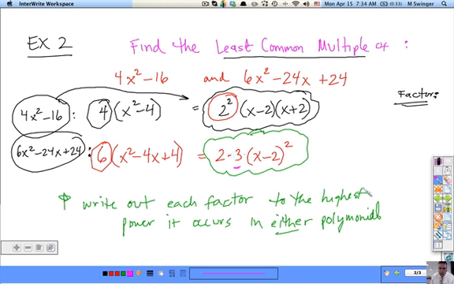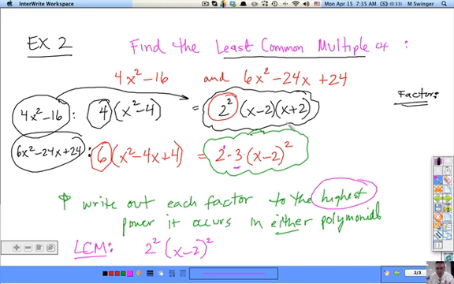What I'm going to do is take the highest power of all of those factors. So my LCM, my least common multiple, is this. 2 to the highest power. I see a 2 to the first, and I see 2 squared. I'm going to take 2 squared, the highest one. Next one, x minus 2. I see an x minus 2, and I see an x minus 2 squared. So I'm going to write x minus 2 squared because that's the highest power.